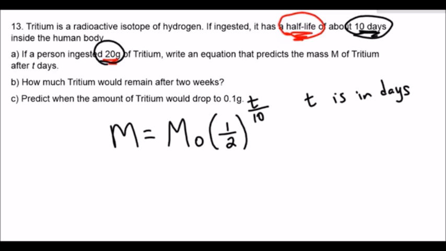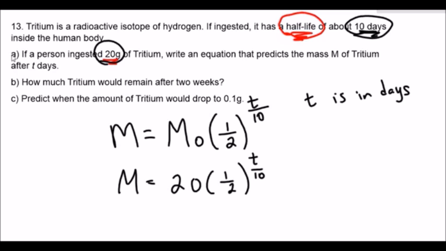Now I'm told that the person actually ingested 20 grams, so just substituting that in for my original amount, I would get this equation. So there's my equation. Again, here is the time after ingestion. 10 represents the half-life period. So every 10 days, half of what was there remains. And we start with 20.